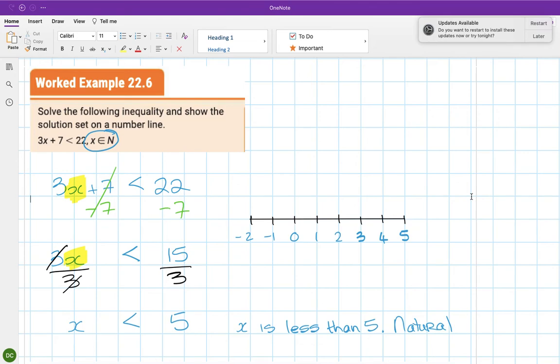There is no or equal to, so I'm not going to include the 5. I'm going to start on the 4, and then 3, and 2, and 1. And again, I'm always conscious going from 1 to 0 in case it's natural. And in this case, it is natural. So we can't go into the 0 and the negative numbers. Because it's natural, they're whole, so I don't shade in. So I'm finished.